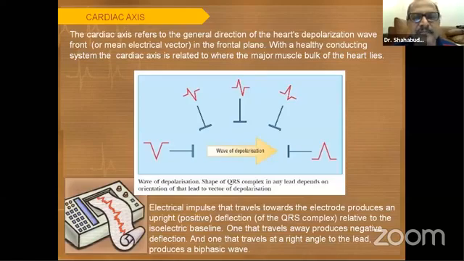In the frontal plane, with a healthy conducting system, the cardiac axis is related to where the major muscle bulk of the heart lies. An electrical impulse that travels towards the electrode produces an upright deflection relative to the isoelectric baseline, and one travelling away produces a negative deflection. One that traverses at a right angle to the lead produces a biphasic deflection. If it does not traverse at exactly a right angle, it will be more negative or more positive, according to the distribution of this angle.